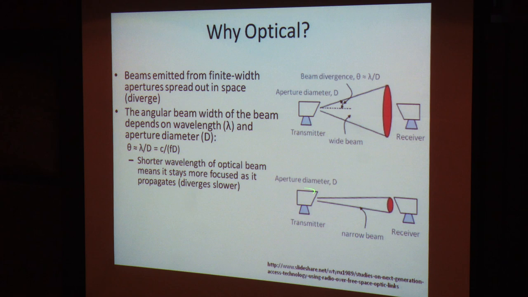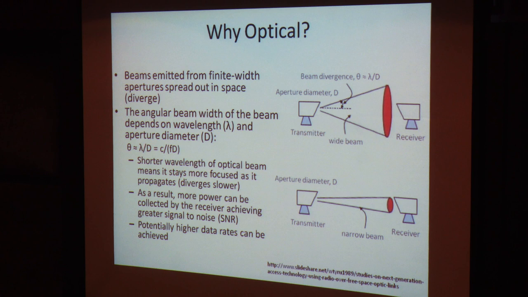So by the time this beam, this signal, reaches the receiver, it can actually collect a lot more of the power that the transmitter sent. So in this case, you see all of the power that does not impinge on the receiver is essentially lost. So as a result, as Michelle mentioned, this means that we believe we can get higher signal-to-noise ratios at the receiver, and that will translate directly into higher potential data rates.